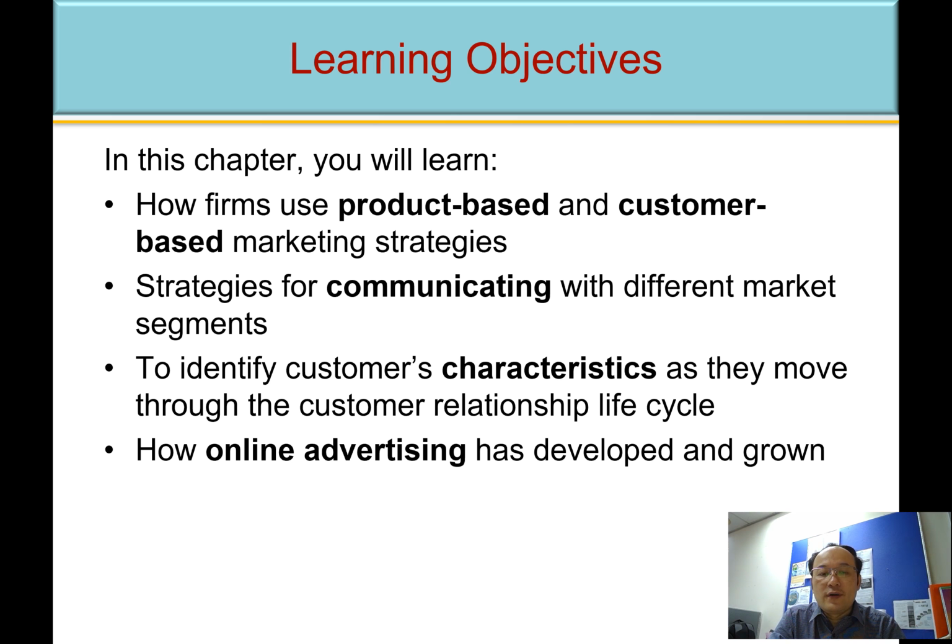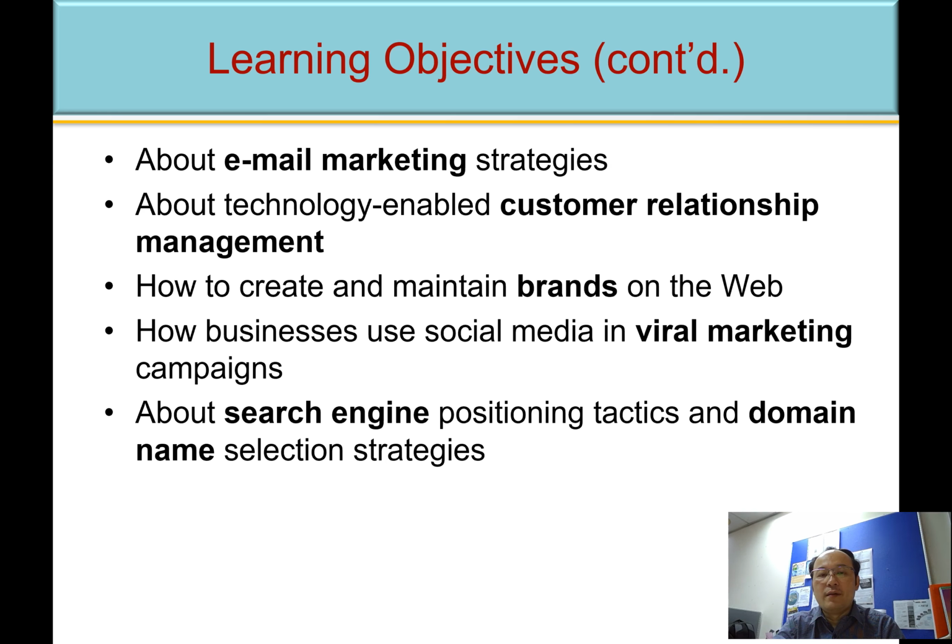Different market segments have different requirements and different consumer characteristics. Next, we identify customers' characteristics as they move through the customer relationship life cycle, and how these characteristics evolve, and how we understand them, and how online advertising has developed and grown. Then email marketing: there are a few types of email marketing strategies, and how to utilize email as one of the important, useful marketing tools to build out the marketing strategies.